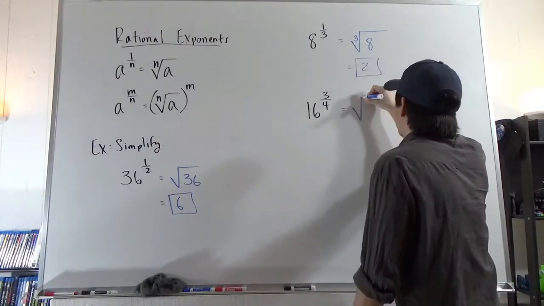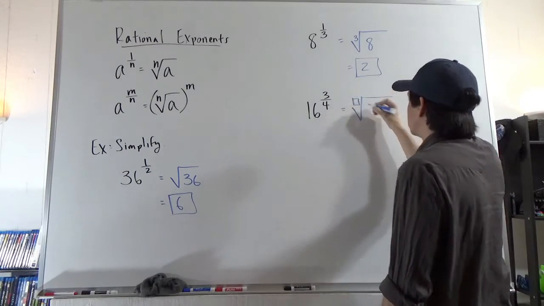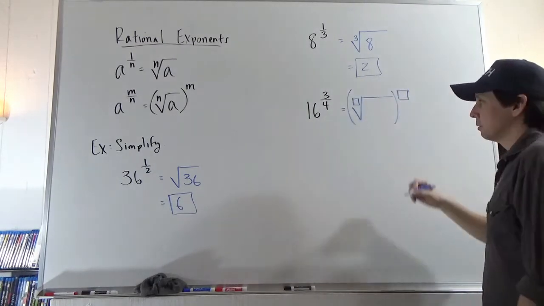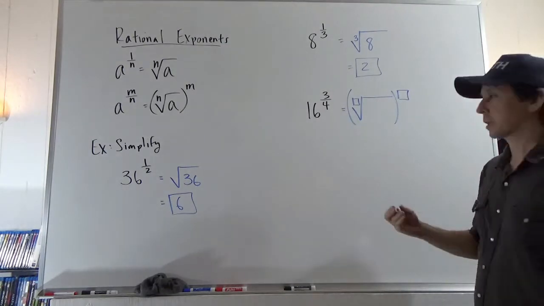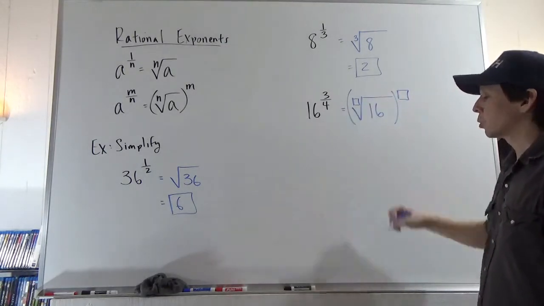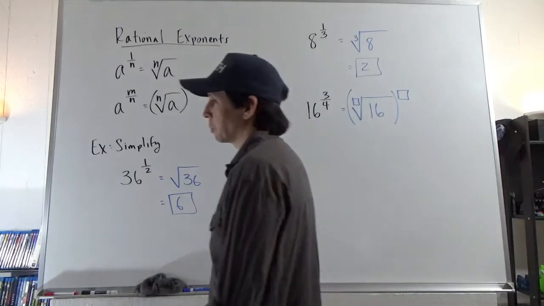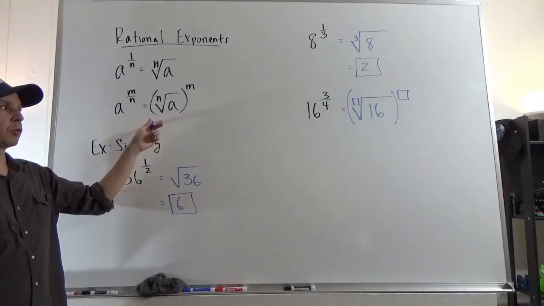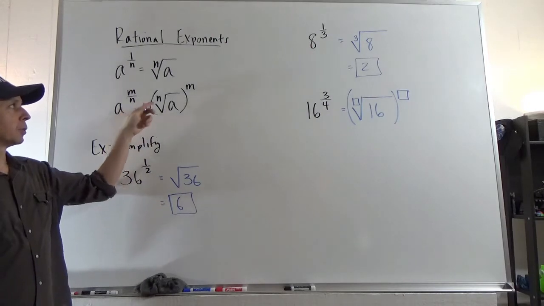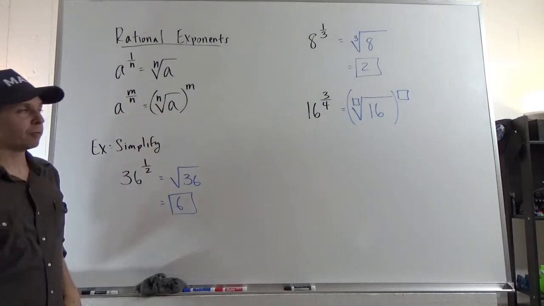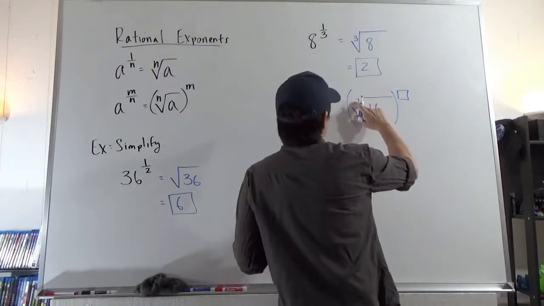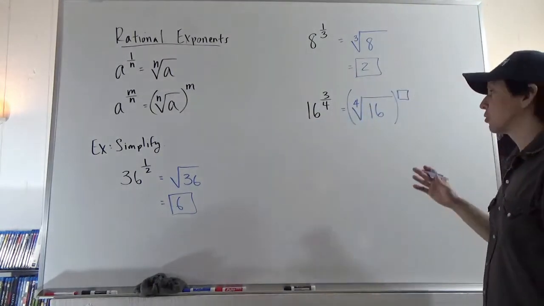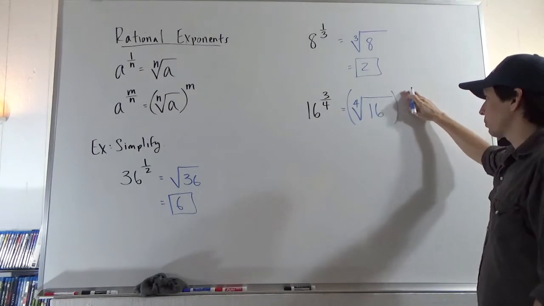You're going to have a radical, but it's going to have an index. And then you're going to have a power on the outside. And the base becomes a radicand regardless, so it's for sure going to be some kind of root of 16 raised to some other power. Just make sure you read this carefully and make sure you know where the 3 and the 4 are going. The bottom number is your index, so this is a 4th root of 16. The top number becomes the power on the outside, which is cubed.